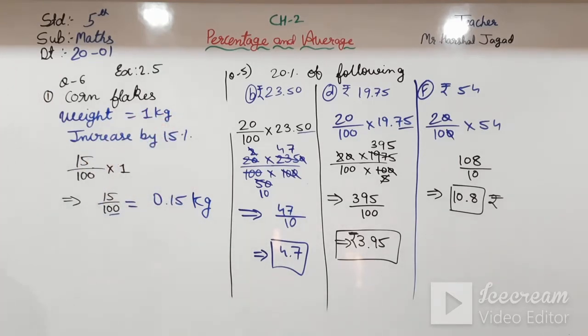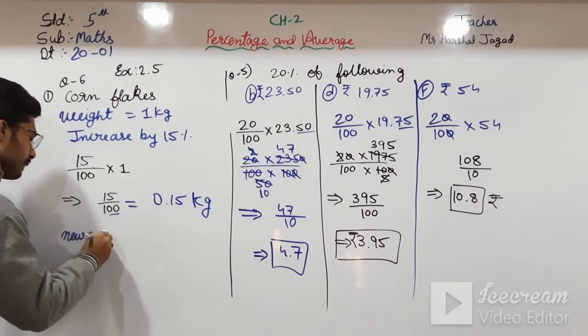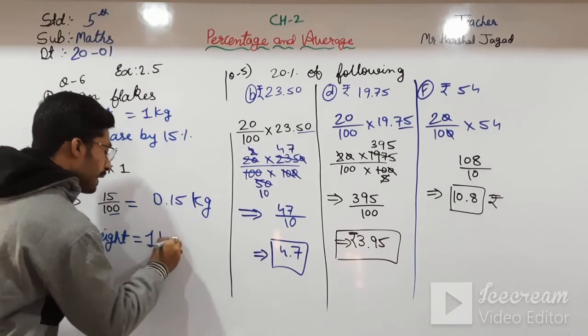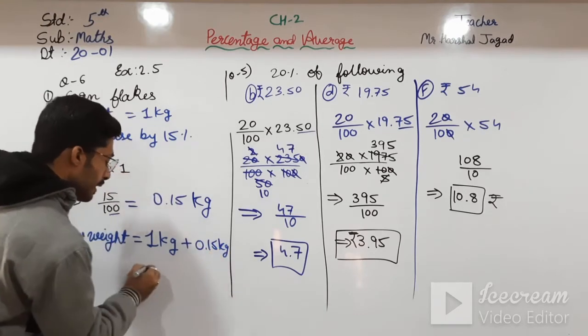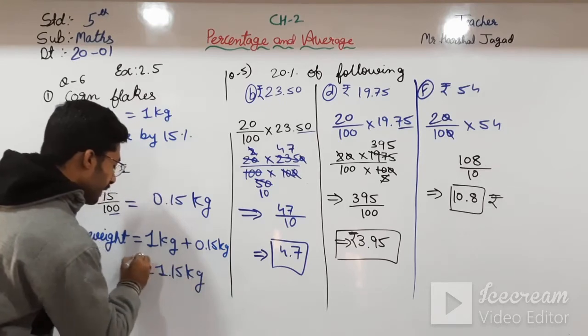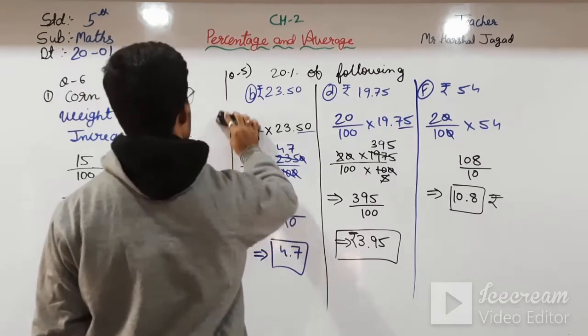Now we have to add this to it. So we will write, new weight is equal to 1 kg plus 0.15 kg, then we will get 1.15 kg. That is our new weight. So please note down this, students. And next is milk powder. Let us see that.